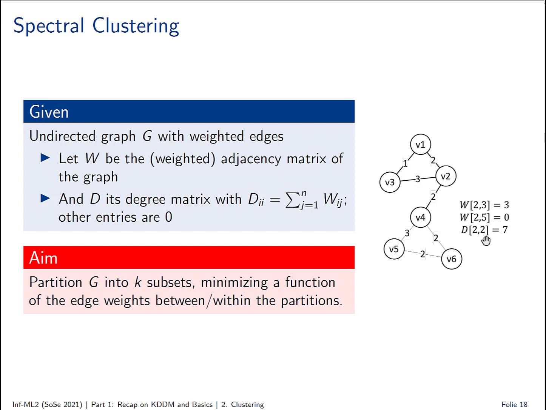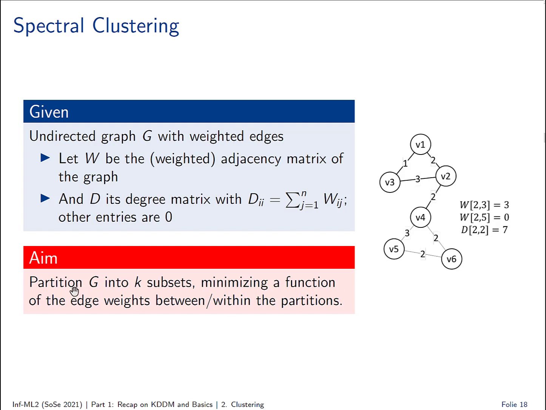And the degree here, for example, for 2 would be the sum of all the weights from 2 to all the other nodes. So that would be 2 plus 3 plus 2, that would be 7 in that case for the node 2. So the entry in the degree matrix for 2 would be 7, which is the sum of the weights of all the edges going out of 2.